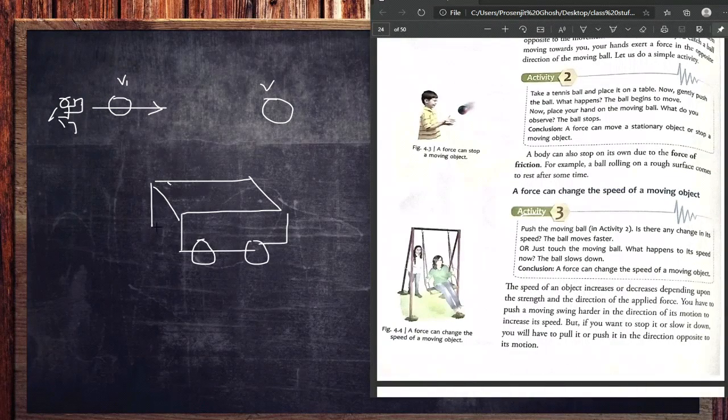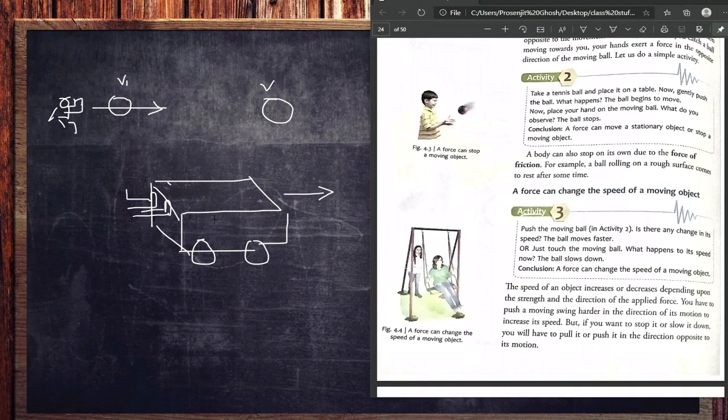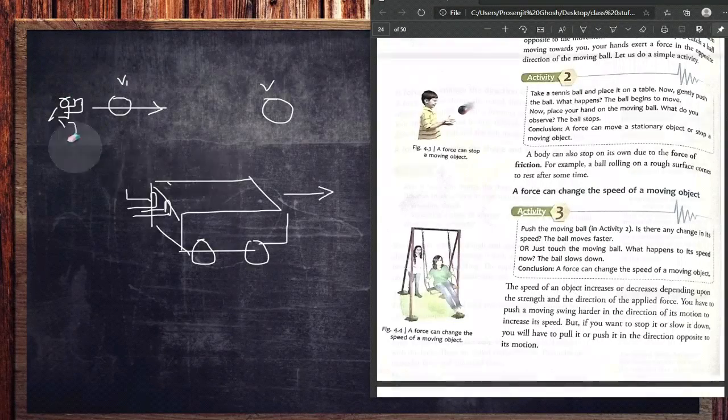Suppose a car is there. First, someone pushed it. When someone pushed it, it is rolling in a forward direction. But if you continuously increase your push, what will happen? It will increase its speed. The same thing is happening in this case also.